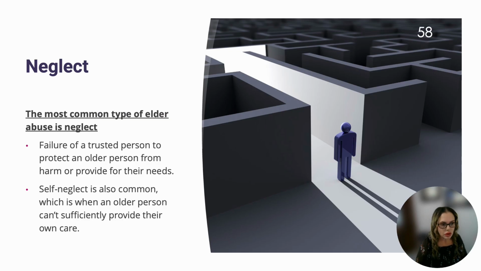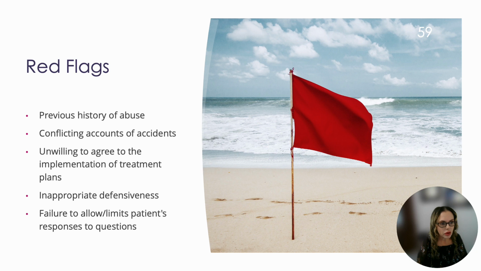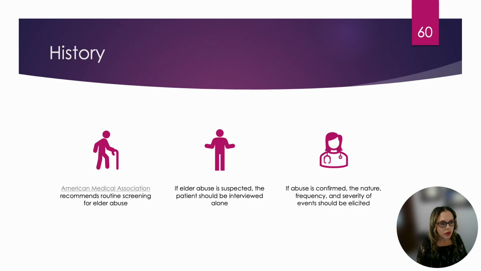Neglect is the most common form of elder abuse, and it's a failure of a trusted person to protect an older person from harm or provide for their needs. Self-neglect is also common, so it's something you need to watch out for. Red flags: previous history of abuse, conflicting accounts of accidents, unwilling to agree to treatment, inappropriate defensiveness from the caregiver, or failure to allow the patient to respond for themselves.